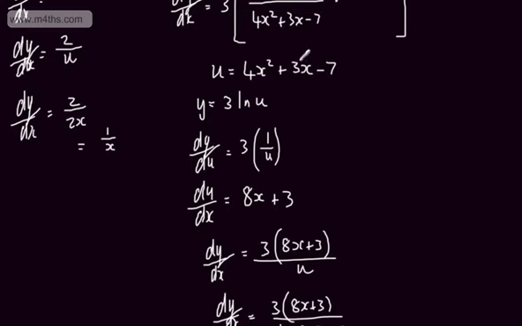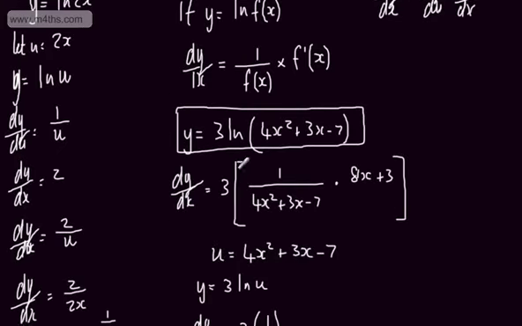So let's look at another way that we could have done this. Sometimes it's more convenient to take this approach, sometimes it does simply involve more work. But if I now took this original equation, y is equal to 3 lots of the natural log of 4x squared plus 3x minus 7. If I just check that, yeah, there we go. So that's what we had.